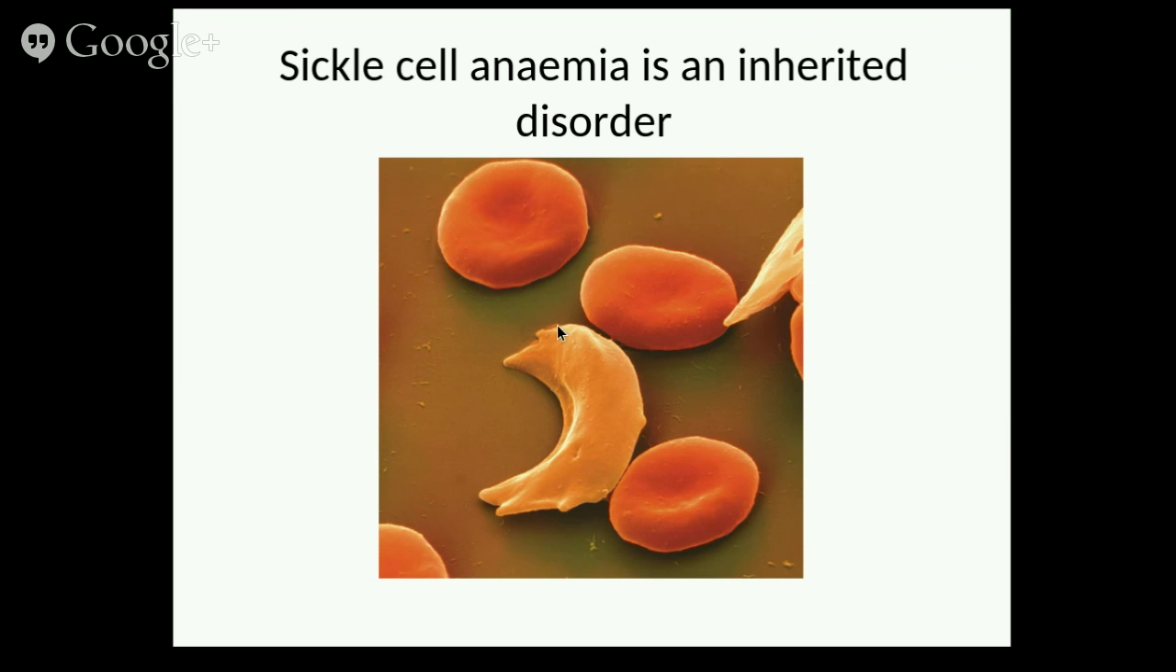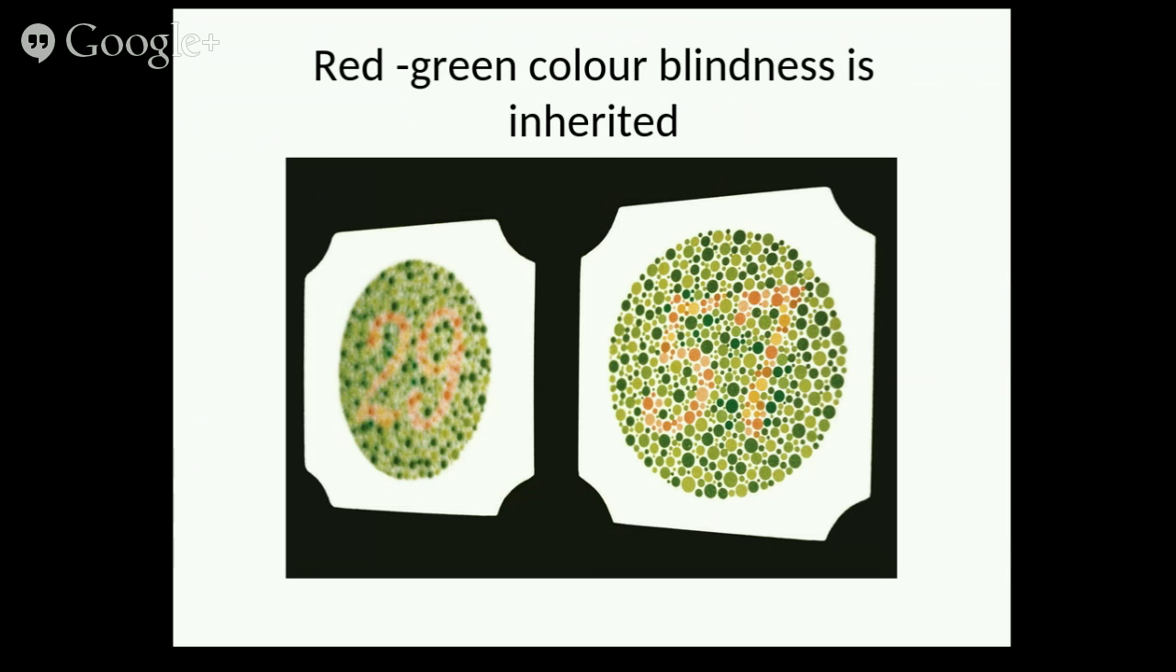People who've got sickle cell anemia, if you look, this is what some of their cells look like. They look like a sickle that they used to use in farms. The trouble is, because of this, it's lost its shape, it's lost its surface area, it can't carry any oxygen, and this actually gets stuck in vessels, and because it gets stuck, other cells can't get through, and that's what causes a lot of pain. Red-green colour blindness is also an inherited disease, and if you can't see the numbers on those, then the chances are you are colour blind.